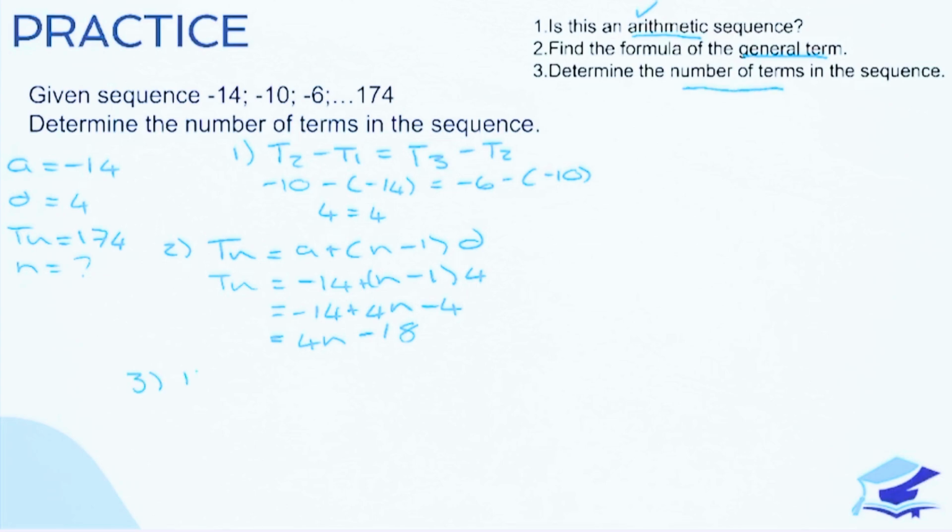Our last step is to determine the number of terms in the sequence. We know that the nth term is 174, so we plug that in. And now we have to determine what n is. So we add 18, then we divide each side by 4, and this gives us 48 is equal to n. Therefore, we can say that the number of terms in the sequence is 48.